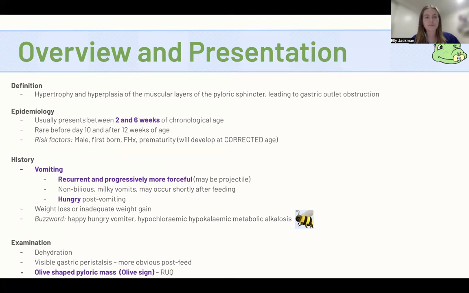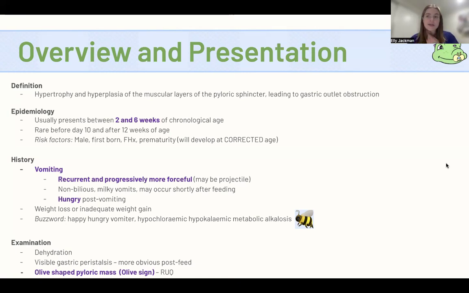Risk factors include being male, so 85% of children presenting with pyloric stenosis are male. Firstborn, a family history, especially a maternal history, and prematurity. And if pyloric stenosis develops for infants who were premature, it will develop at their corrected age.